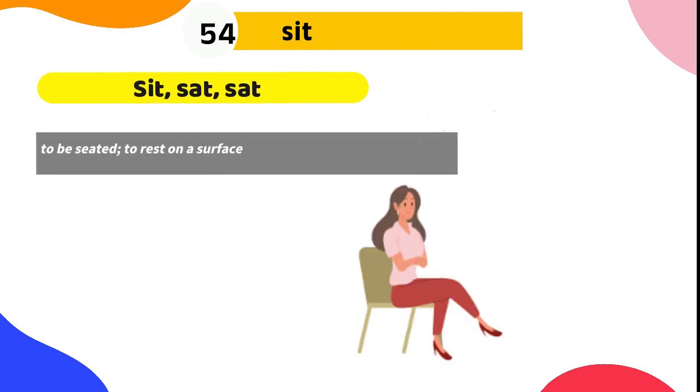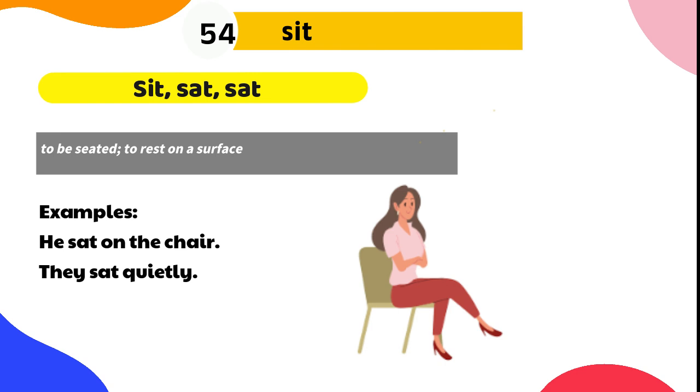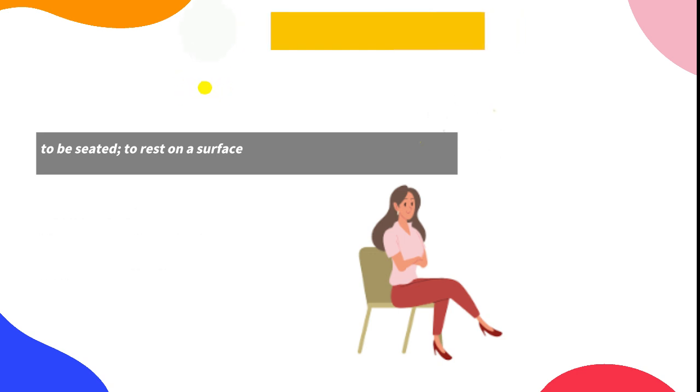Sit, sat, sat. Meanings: to be seated, to rest on a surface. Examples: he sat on the chair. They sat quietly.